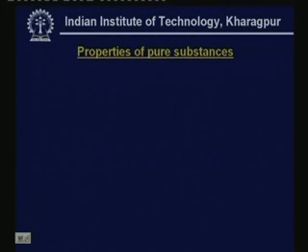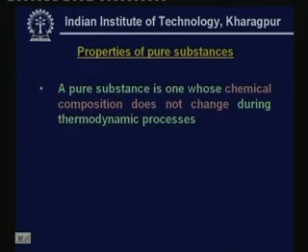Now let us look at properties of pure substances. How do we define a pure substance? A pure substance is one whose chemical composition does not change during thermodynamic processes. That means it does not undergo any chemical reactions as it undergoes the thermodynamic process. Such a substance is known as a pure substance.